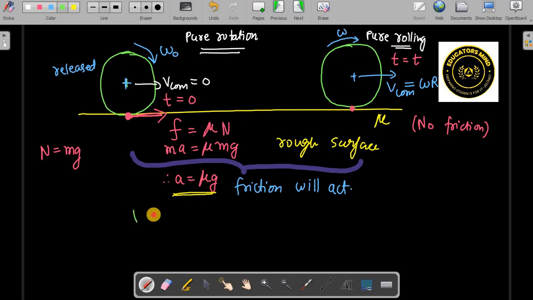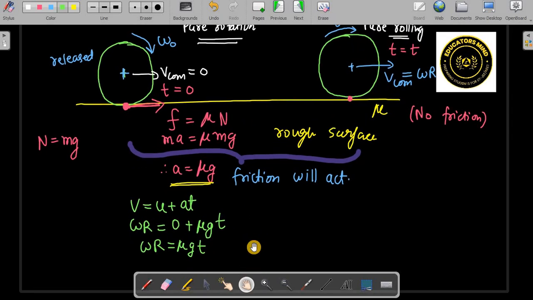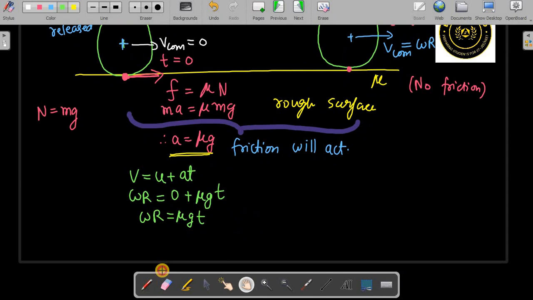So final velocity v equal to u plus at we can apply, isn't it? So the final velocity, which is omega into r, you can write. Initial velocity 0, acceleration is mu into g, into t, right? So you can calculate from here omega r is equal to mu g t. Time can be calculated, but let us say we don't know what is omega final, right? That final omega you need to calculate, then only you can solve this, isn't it?